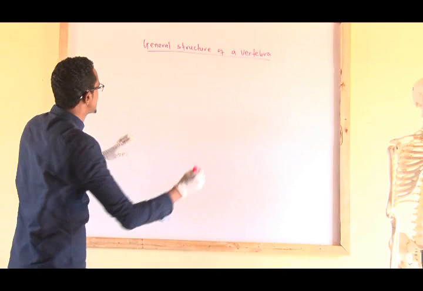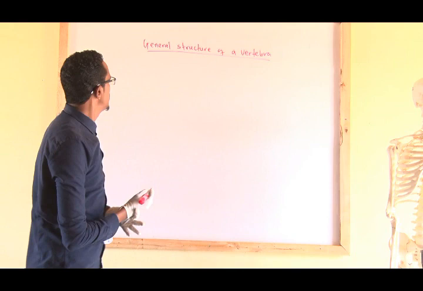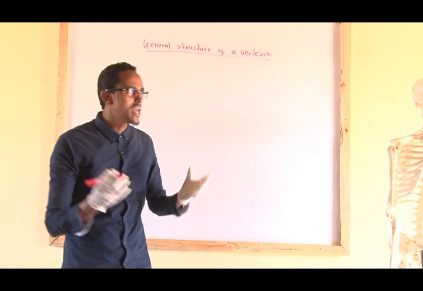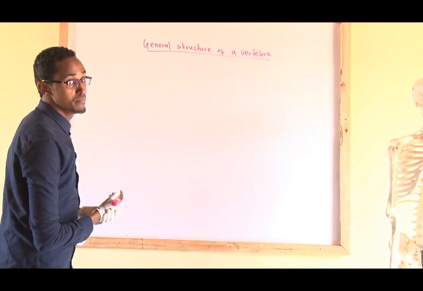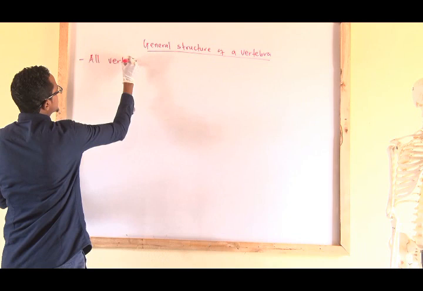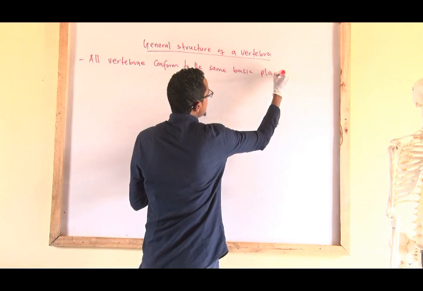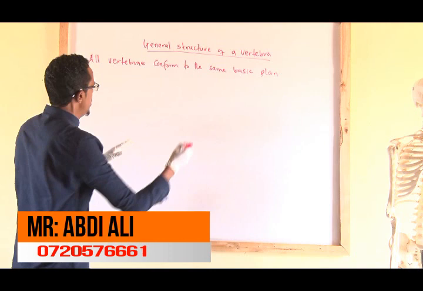All vertebrae conform to the same basic plan. Although the vertebrae may be different, or may occupy different positions along the vertebral column, all of them conform to the same basic plan. Good. What is that plan? All vertebrae may have the following parts.